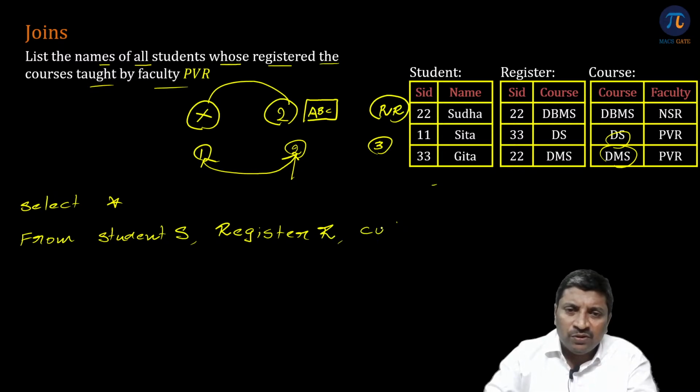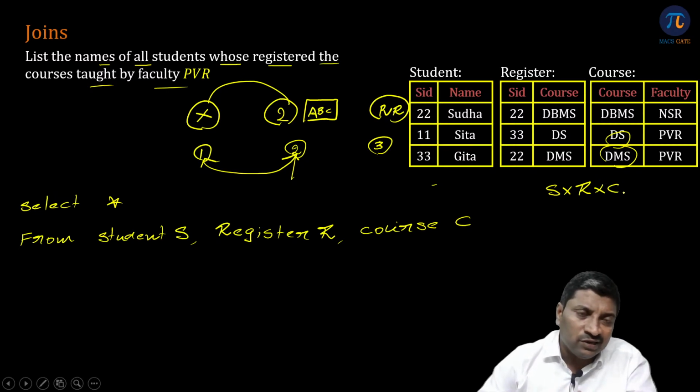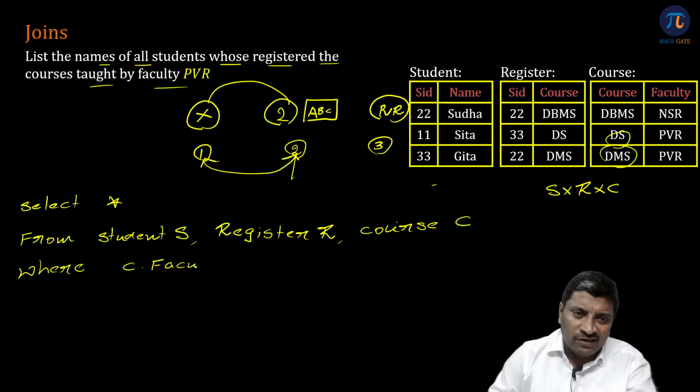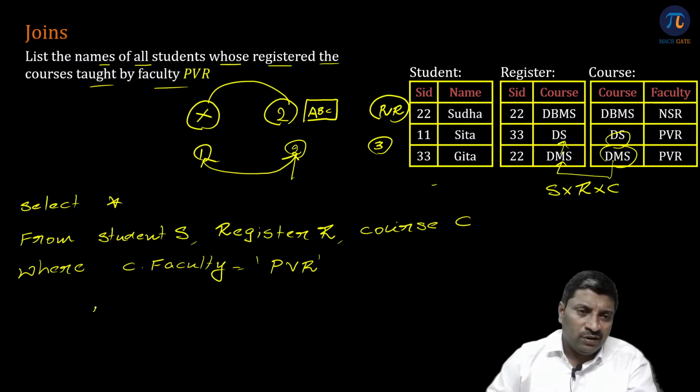R, course C. Sir, with this, it will form the cross product of S, R, C. But I don't need all the records. First, filter the records in which course faculty equals PVR. Where course faculty equals PVR. Then I will get only the subjects of PVR, that is DS and DMS, and this subject must be equal to the course name in registration and C dot course name.